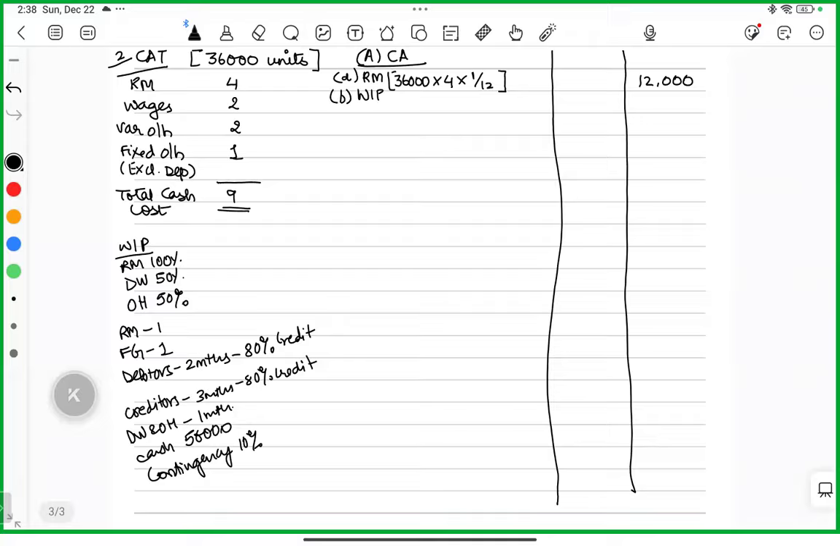Second is work in progress. Now work in progress has three components. First is raw material. So you are going to make 36,000 units. Per unit raw material is 4. Now see time for work in progress. You are given work in progress 1 month, so it is 1 by 12. And raw material is 100% complete. This is given in additional information. So raw material in work in progress, that is investment in raw material, which is a part of work in progress, will be 12,000.